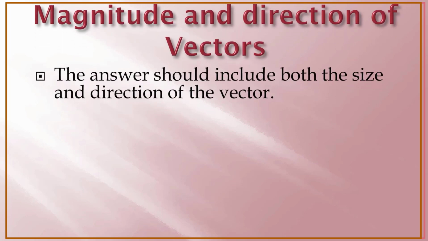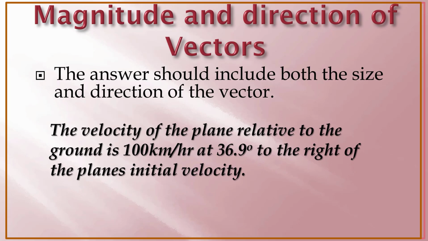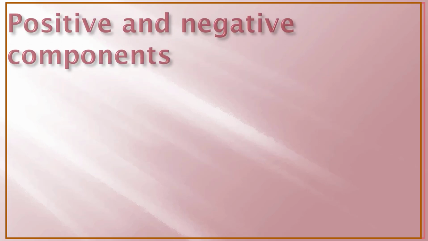So the answer should include both the size and direction of the velocity vector which we have calculated. We can say that the velocity of the plane relative to the ground is 100 km per hour at 36.9 degrees to the right of the plane's initial velocity. From the figure we can say that it is to the right of the plane's initial velocity. In this way we can calculate the magnitude and direction of the resultant.